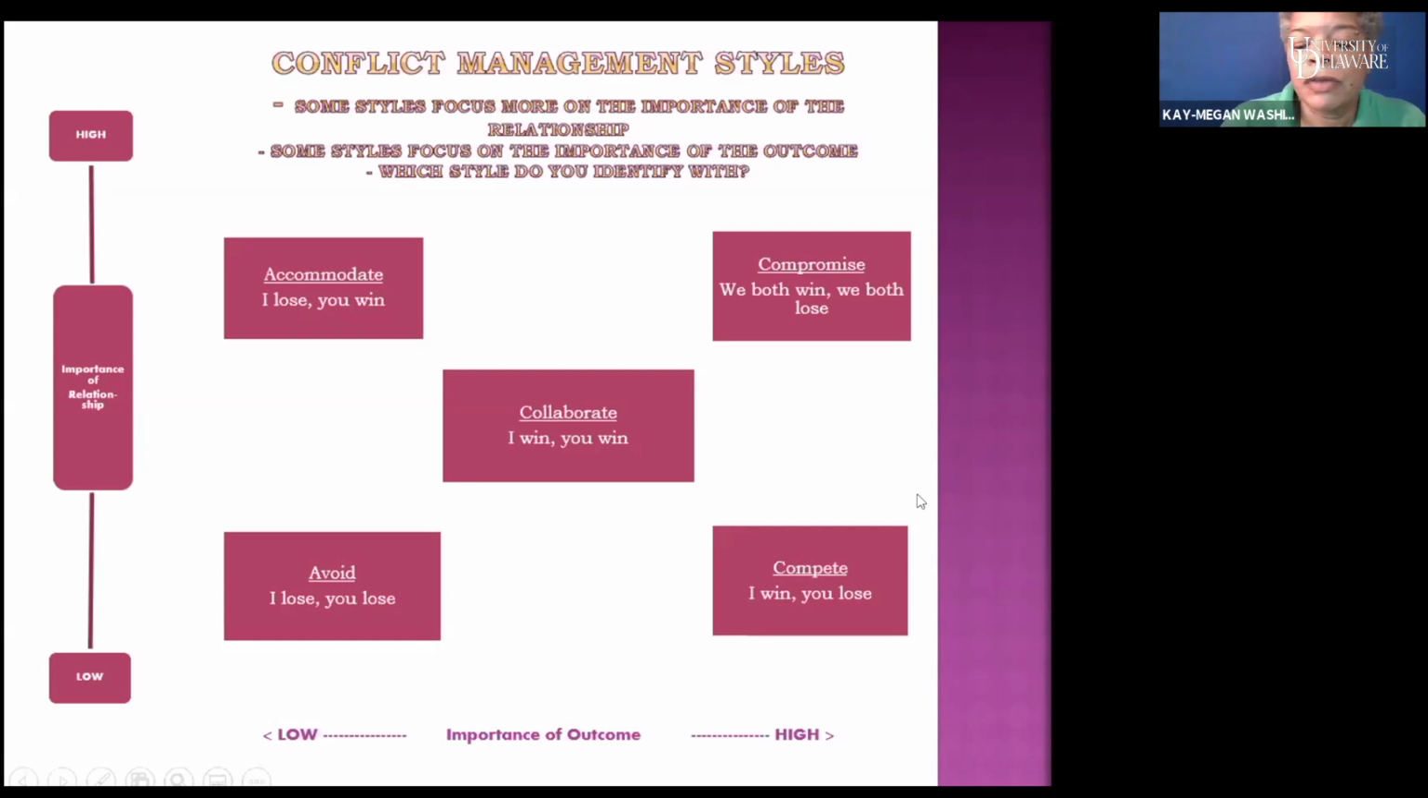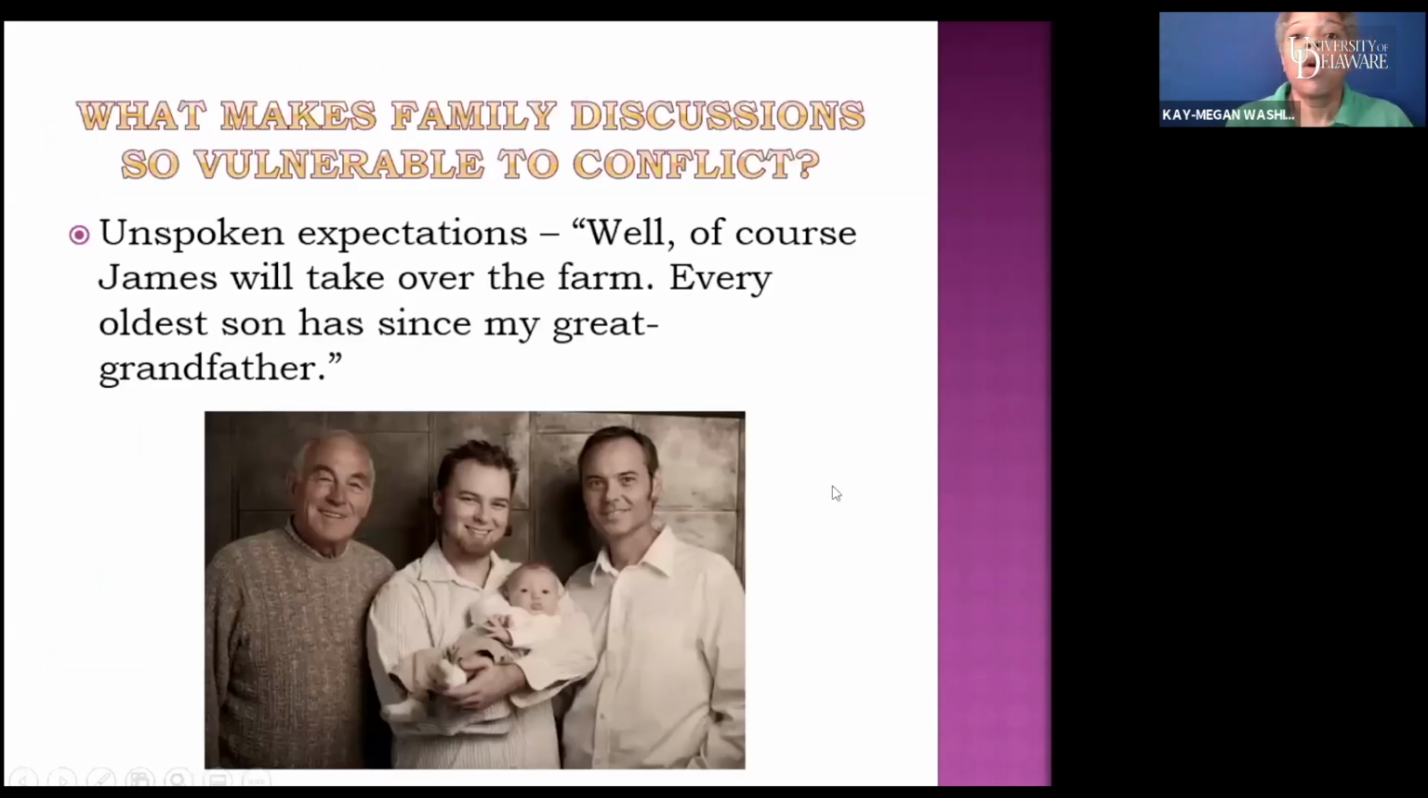Okay, so moving ahead. So what makes family discussions so vulnerable to conflict in the first place? Well, to begin with, there are unspoken expectations. Like, well, of course James will take over the farm. Every oldest son has since my great-grandfather. That's just sort of how that goes. That's the tradition, and that's how that happens.